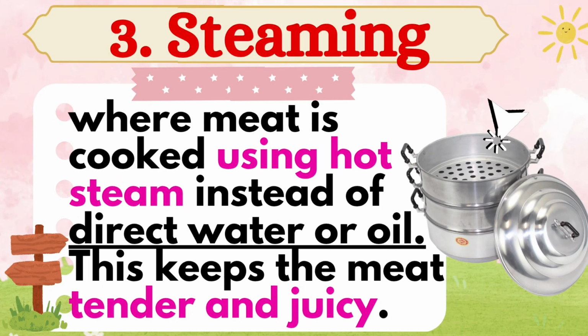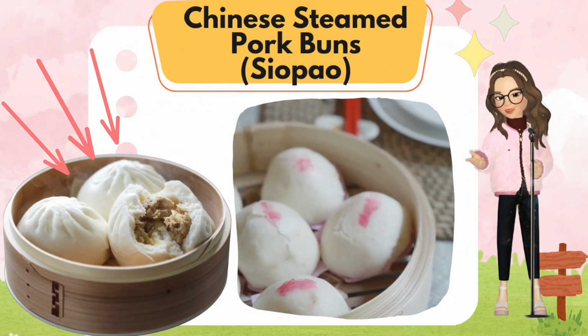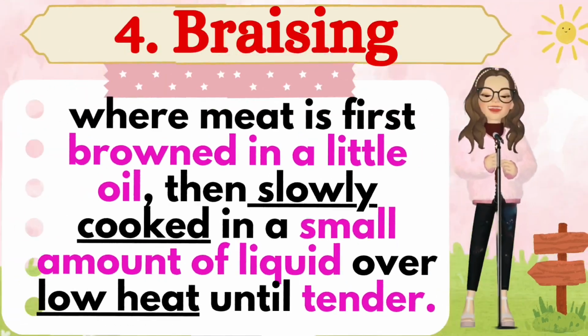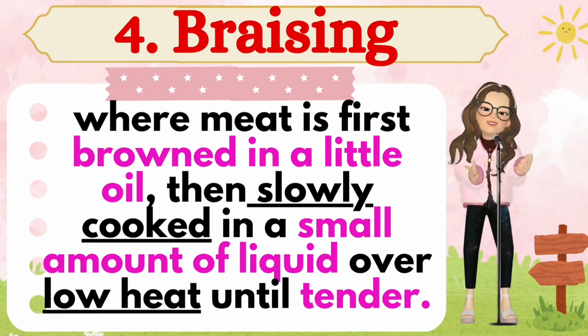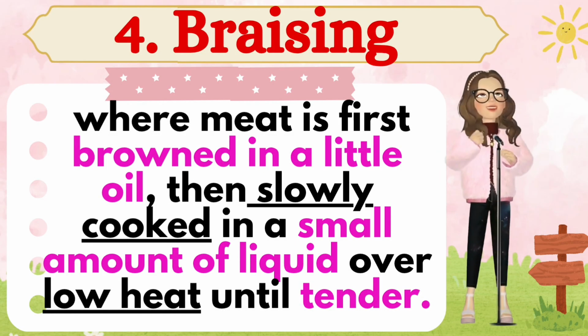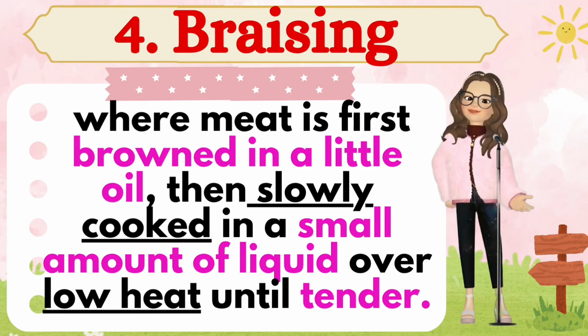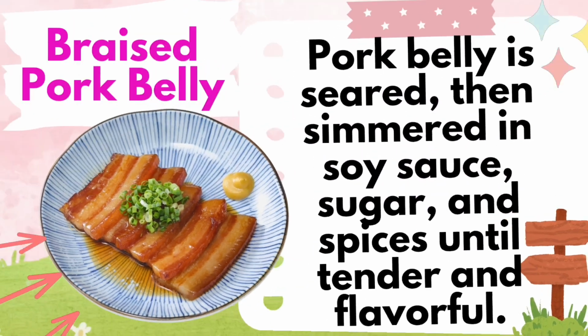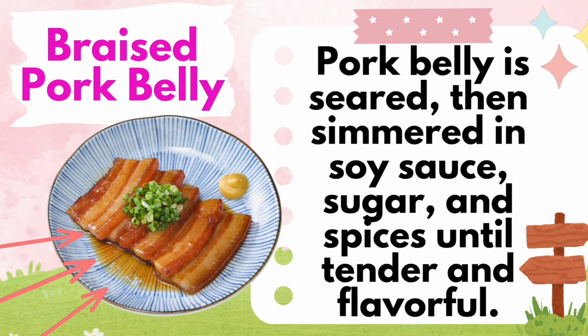3. Steaming, where meat is cooked using hot steam instead of direct water or oil. This keeps the meat tender and juicy. Example: Chinese steamed pork buns like siopao. 4. Braising, where meat is first browned in a little oil, then slowly cooked in a small amount of liquid over low heat until tender. Braised pork belly. Pork belly is seared then simmered in soy sauce, sugar, and spices until tender and flavorful.